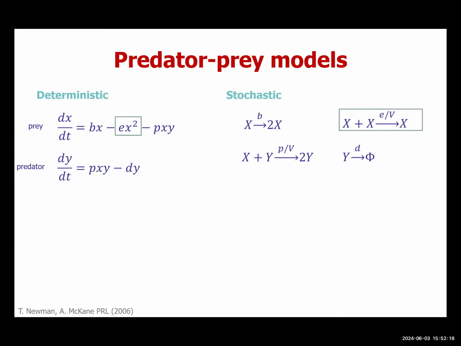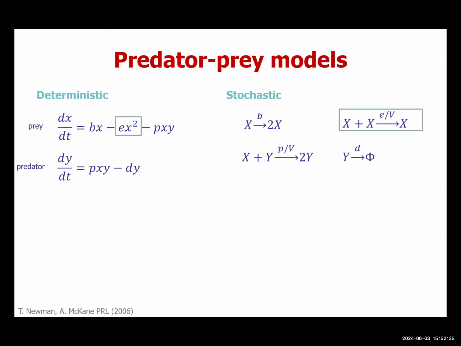Then I can say, well, they compete for food. Okay? The grass can only support 100 sheep. That means that they're competing for the food. So that means that they compete and only one of them wins. So that stochastically will be x plus x goes to x.